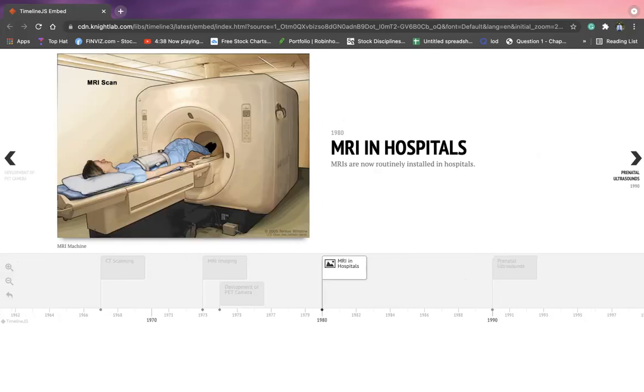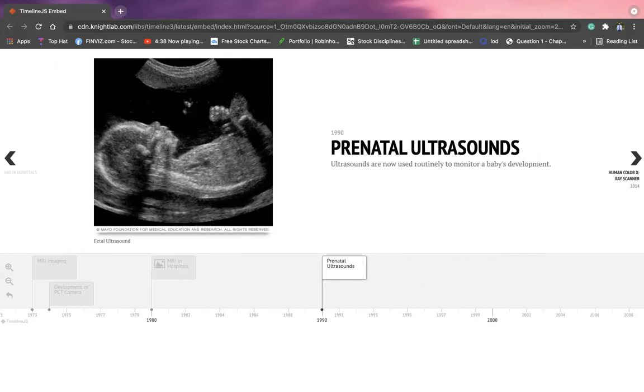And then around 1980, we saw that MRIs were readily available in all hospitals nationwide. And then in 1990, we saw that prenatal ultrasounds were more common now. So commonly, this test is used for a fetal stress test, or measuring how healthy the baby is in a pregnant mother.